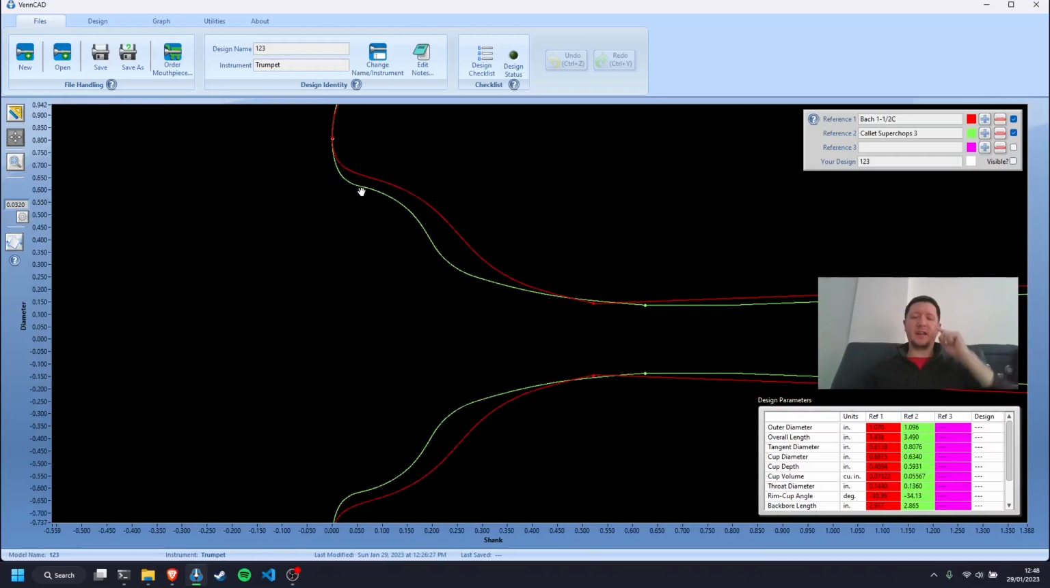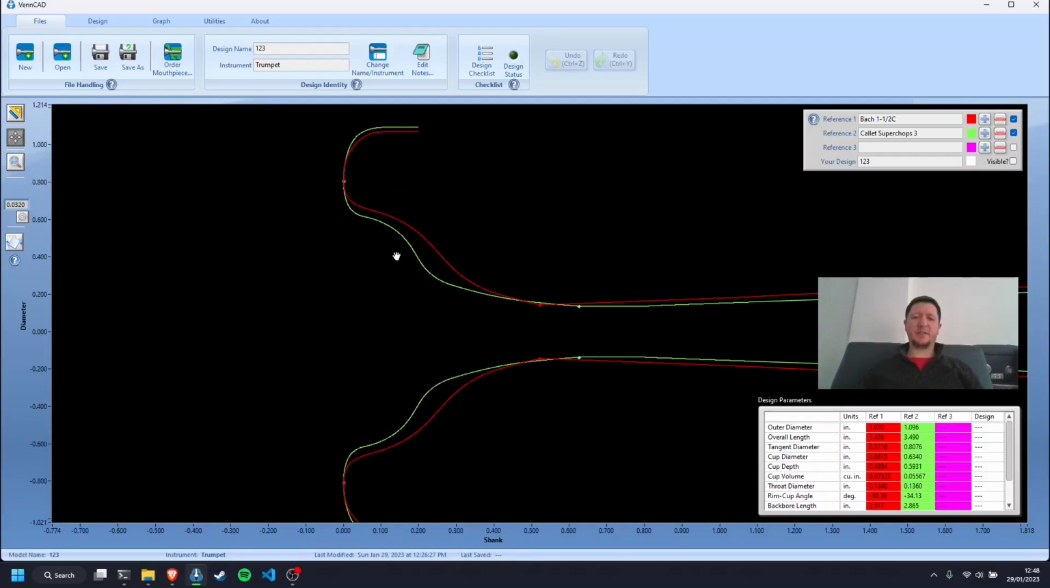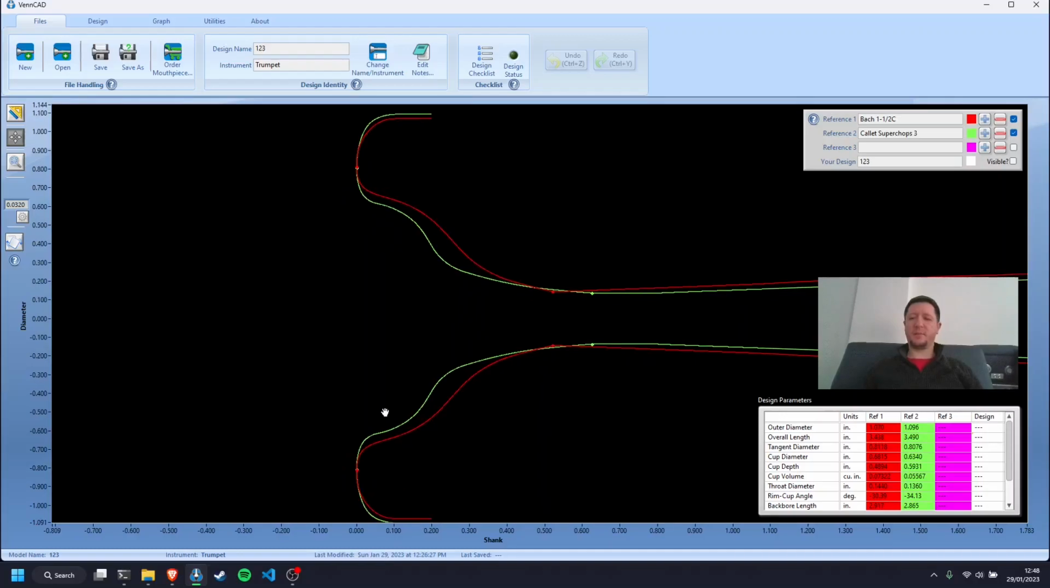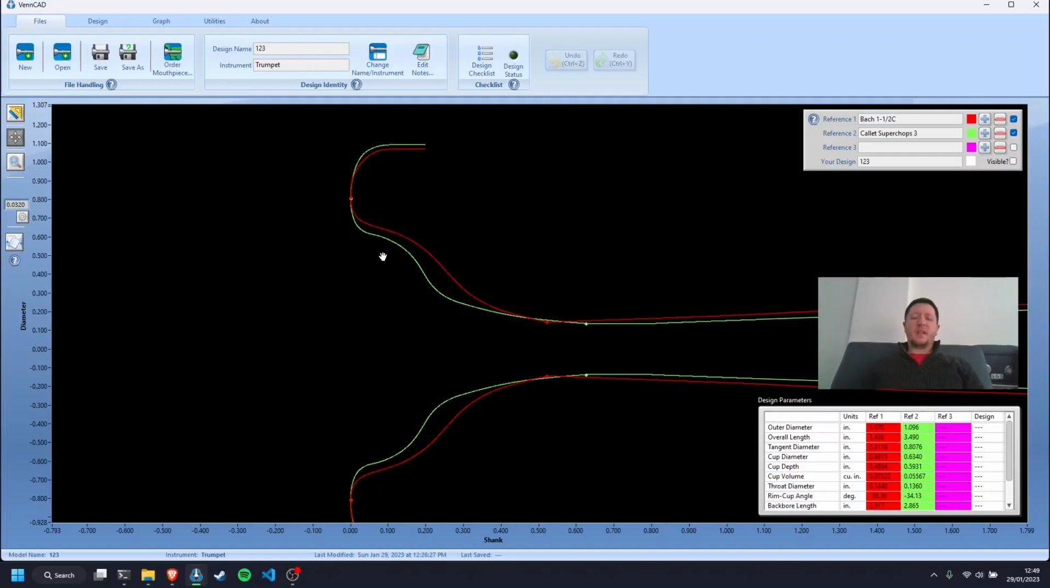So obviously it's overlapping and then coming forward here on the inside, because the internal diameter, if you like, or the cup diameter, you'll find all those statistics down over here. So the green one is our Super Chops 3. The cup diameter is much smaller on the Super Chops 3. It's about 0.62 inches, and the Bach is 0.67, I believe. I might be making that up.